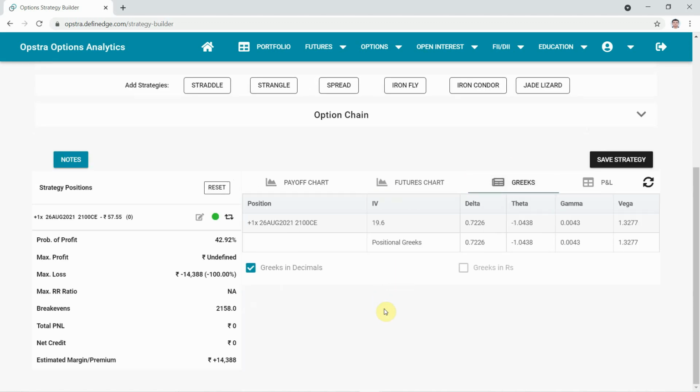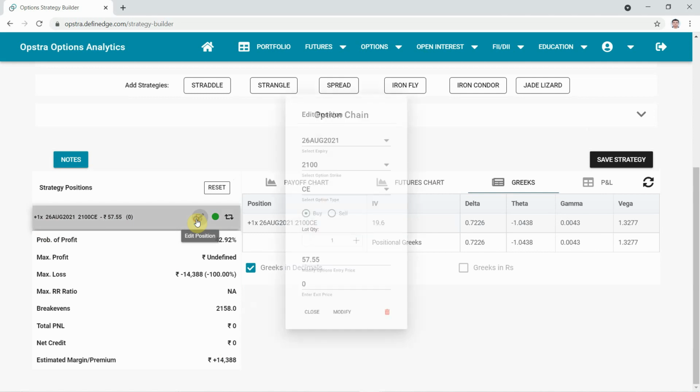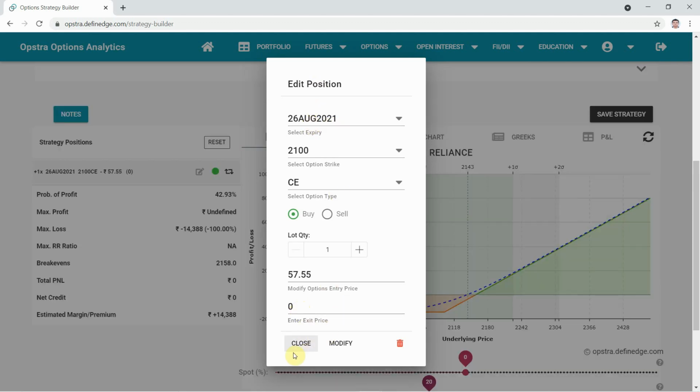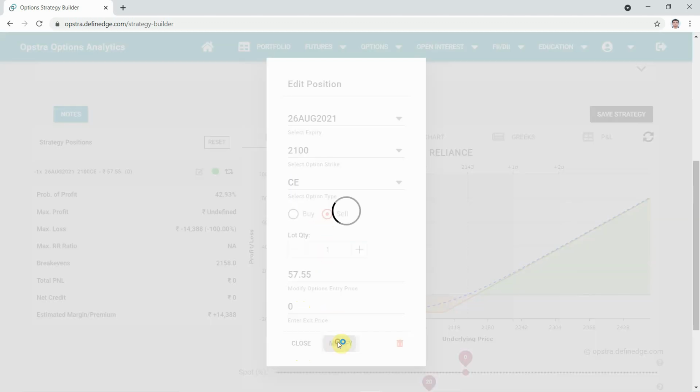I hope you got how you can add positions. I would recommend that you add different options, call options and put options, as buyer and seller. There are a lot of things you can do. You can modify all the things here also. Just click on this edit button and you can modify them as well. Say for example, we convert this same position to the seller side, then do modify.